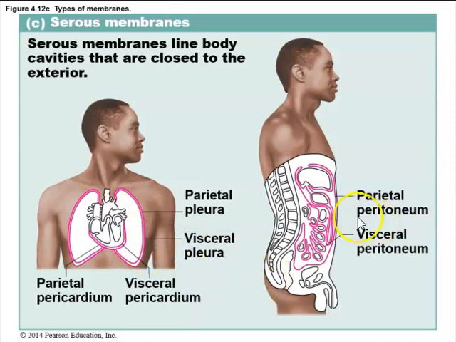And then we have the peritoneum. The peritoneum are the serous membranes that line the abdominal organs within the abdomen. We have the parietal peritoneum, which lines the outer cavity wall. And then we have the visceral peritoneum. So this layer is closely adhered to the visceral abdominal organs.